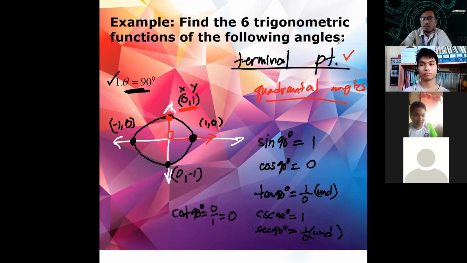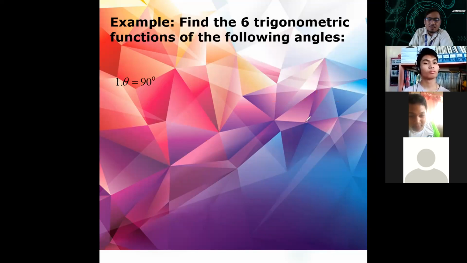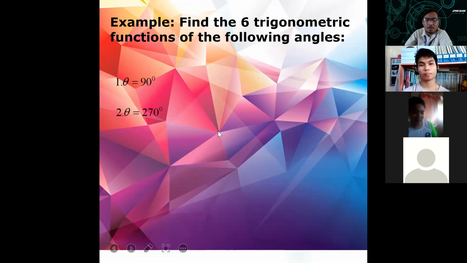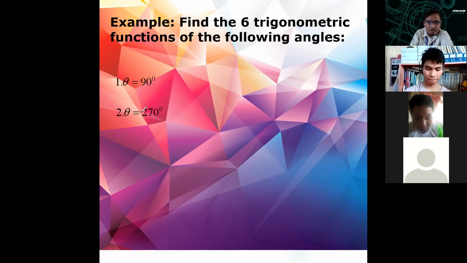So, any questions before we proceed to the next example? Very good. So, let us proceed to the next part. Next example. One more example for quadrantal. Let us change it to negative 270. I will make it negative 270 degrees.